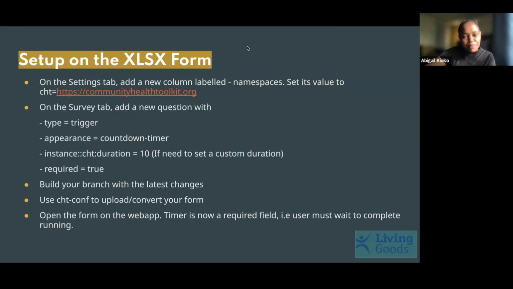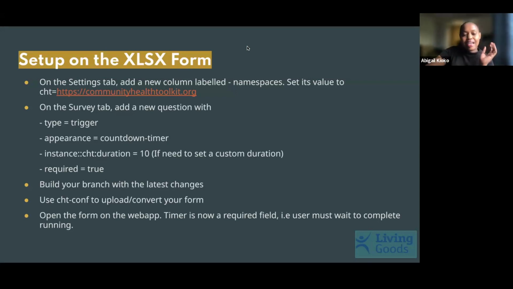So on the type column, where you need your timer countdown to be, you'll have that question type as a trigger. And I think this is how it used to be before. Appearance still remains as countdown timer. Then we have another column on the survey tab that you need to add, and that is instance. Those are double semicolons and CHT duration.